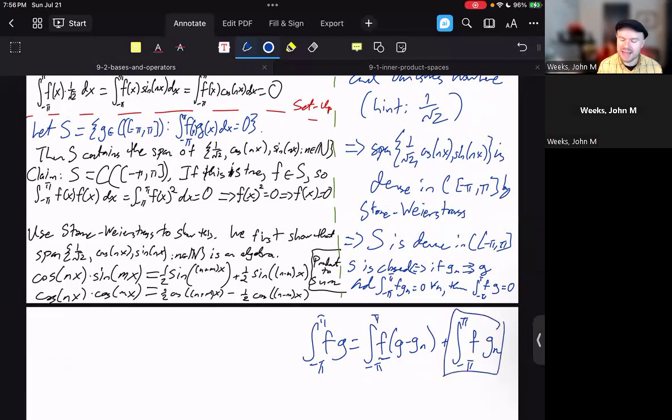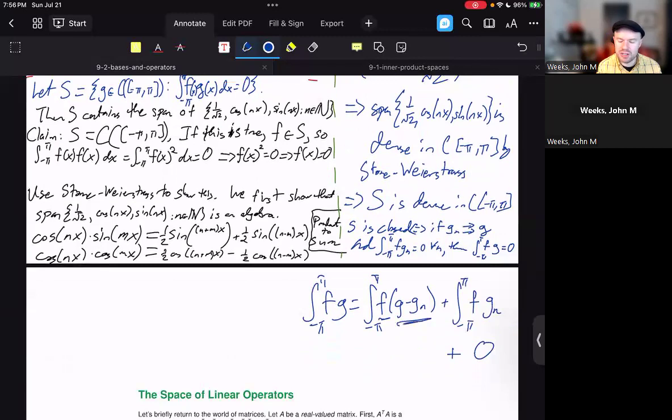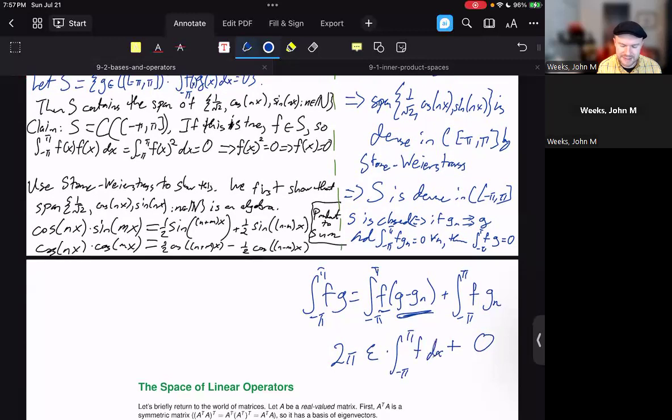This is something that I think I could get to be small because, in fact, it's equal to 0 for each of these terms. So this is equal to 0 by our construction. And for g minus g sub n, we have this convergence going on here, which means that g minus g sub n is going to eventually be less than epsilon by our definition there. So this can be 2 pi epsilon times the integral from negative pi to pi of the function f dx.